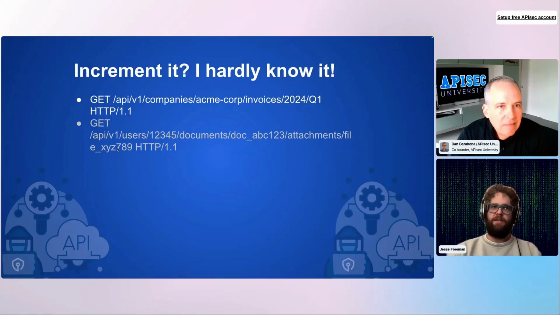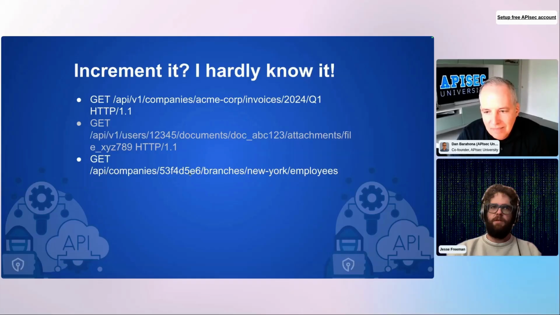Fuzz file names. Yep, file names exactly. 789 might be enumerable. Maybe there's a file XYZ 788. Maybe there's a file ABC. We'll keep going on here. Branches, right? New York City can change. Employees, all right. What about customers?